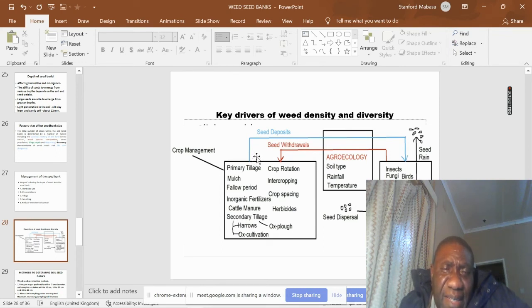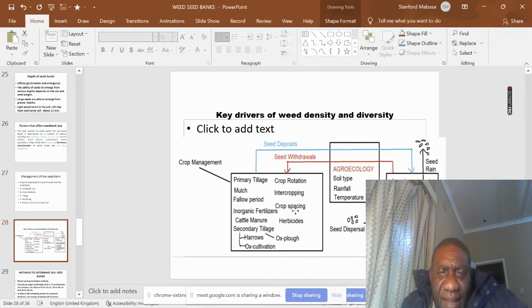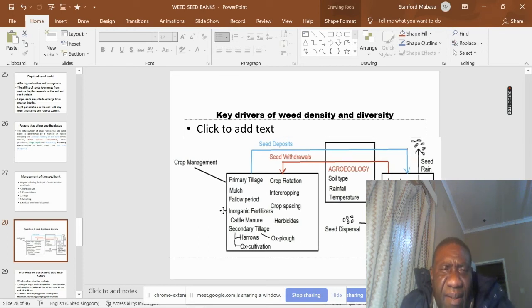depending on the efficiency, it can affect this root, seed deposits in the soil seed bank, which is this portion here at the end. Or these activities can also have an impact on seed withdrawals from the seed bank.